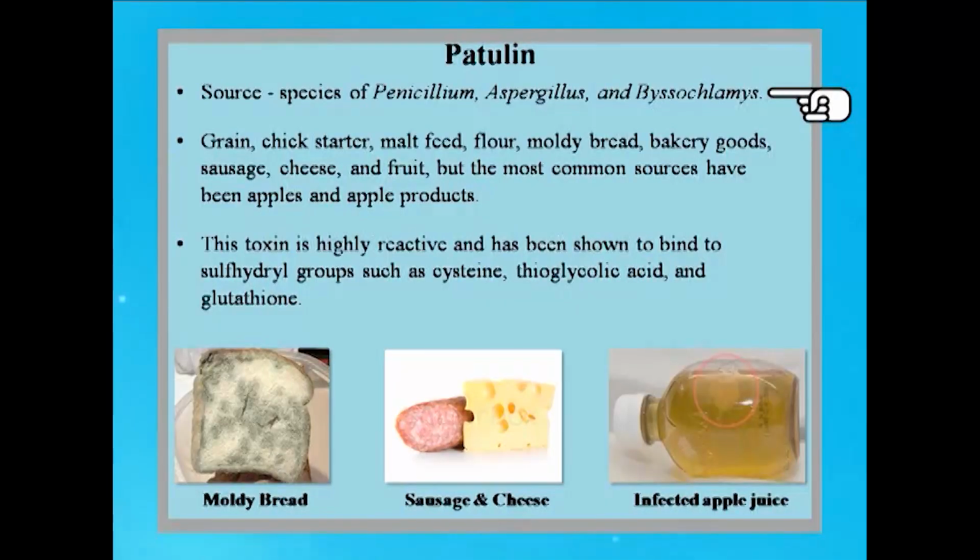Patulin is another type of mycotoxin that is produced by many species of Penicillium, Aspergillus and Byssochlamys. They again affect grain, cheese starter, malt feed, moldy bread, and bakery goods. So all these items you see here can be affected by the presence of patulin. Here you can see the picture of an infected apple juice. This toxin is highly reactive because it binds to the sulfhydryl groups present in cysteine, thioglycolic acid and glutathione, and therefore the metabolic pathways of human cells are affected.